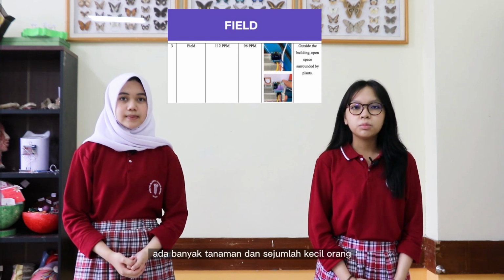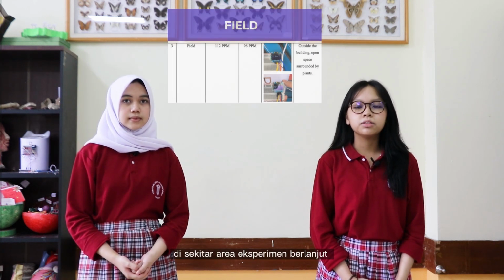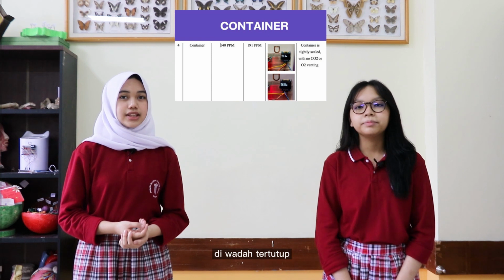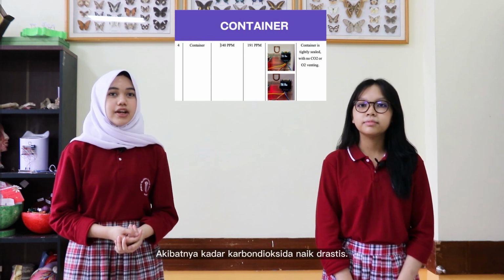The third was in the form of a field. There are many plants and a small number of people around where the experimental area continues. The surrounding plants were also photosynthesizing and absorbing carbon dioxide in the surrounding air, so the carbon dioxide levels were relatively slow from the start. Lastly, the fourth test occurred in a sealed container with no ventilation. Carbon dioxide level rose dramatically as a result. This could happen if the gas level in the container is too high and the Arduino system is unable to detect accurately due to a lack of gas circulation.